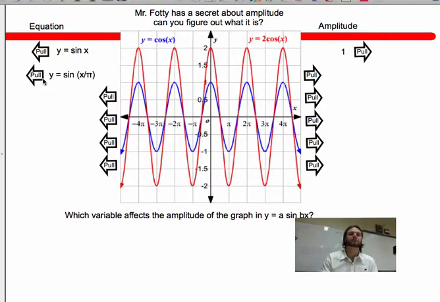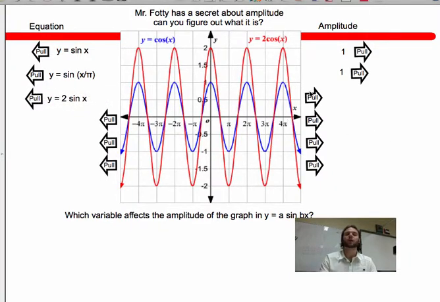Here we have sine x over pi. The amplitude is still 1. So let's take a look at the next one. We have y is equal to 2 sine x. Here my amplitude is 2. Well, that's interesting. My amplitude finally changed.